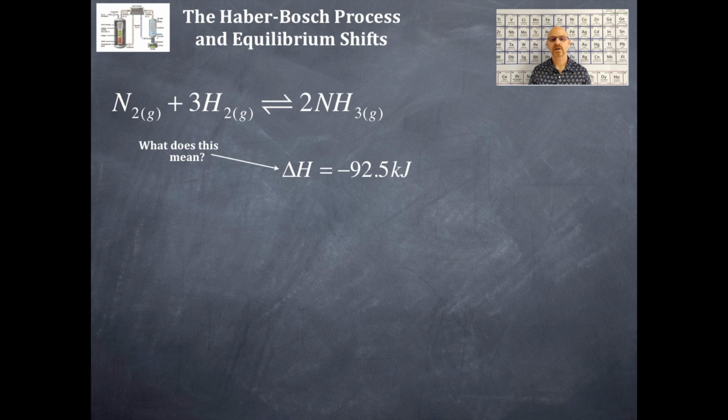Okay, all right, so what does this mean? What does the delta H mean? The delta H is the enthalpy term. This is a change in enthalpy. It happens to be negative. So we need to figure out from this negative value where this belongs on the reaction.